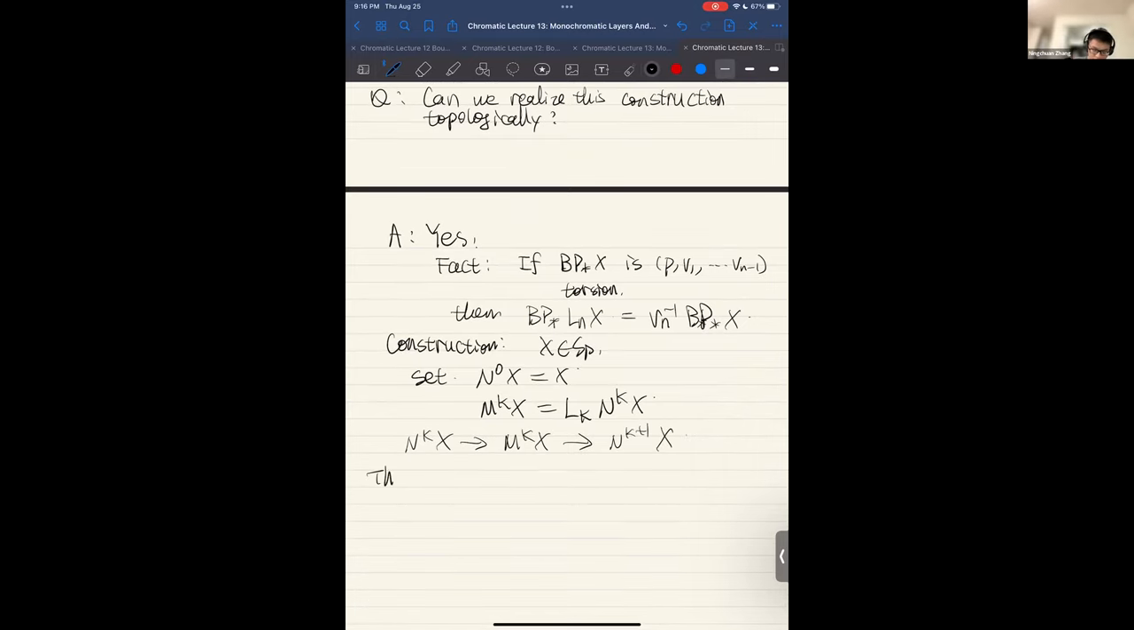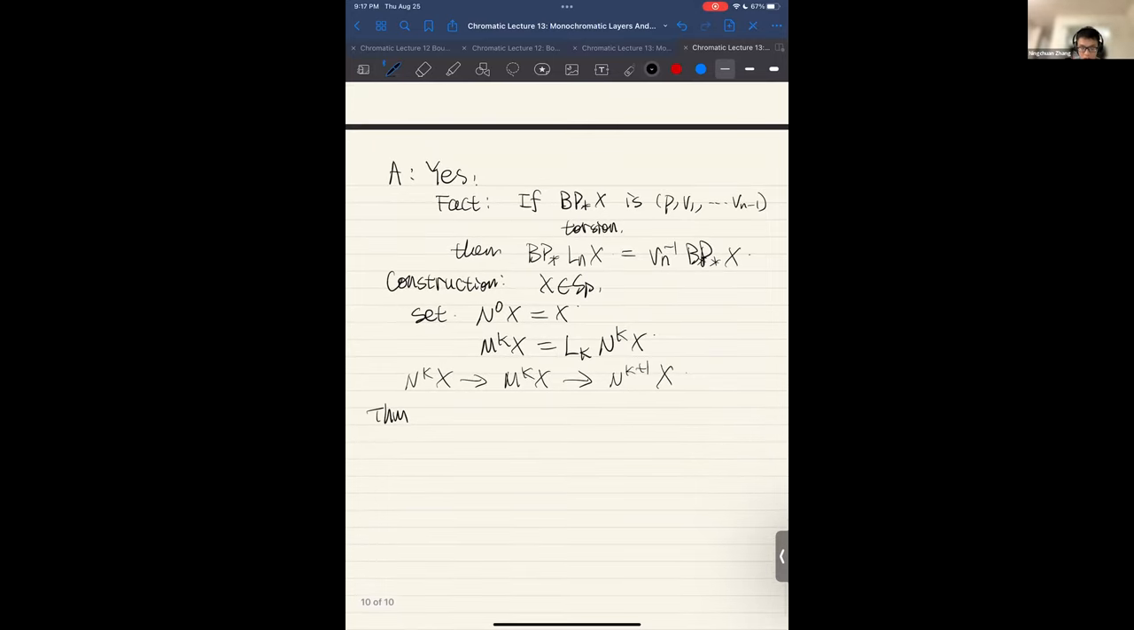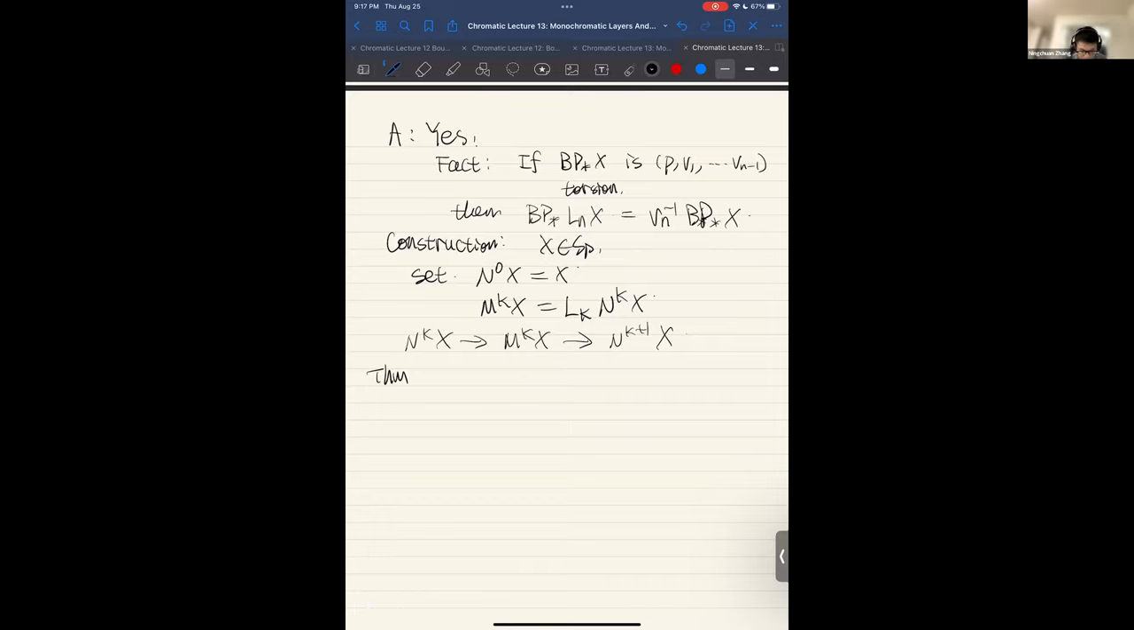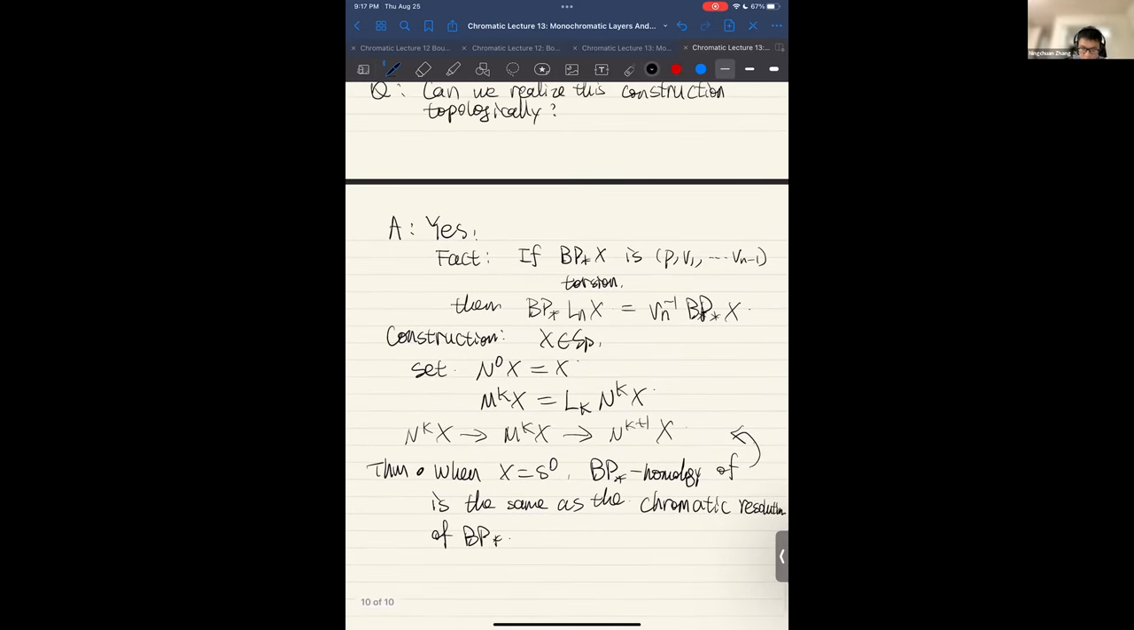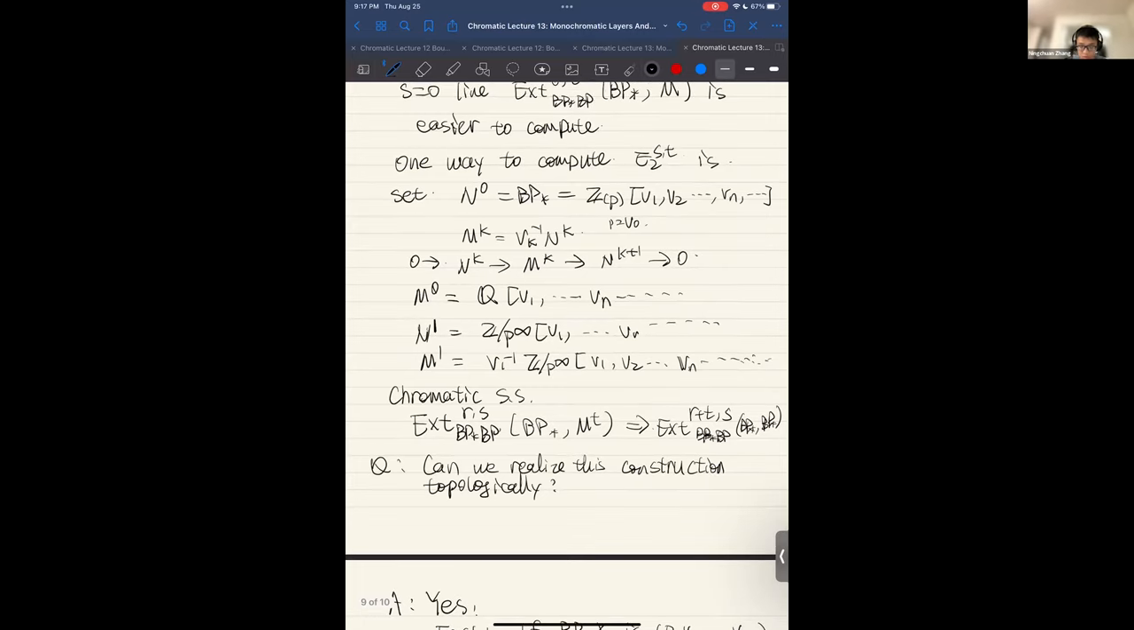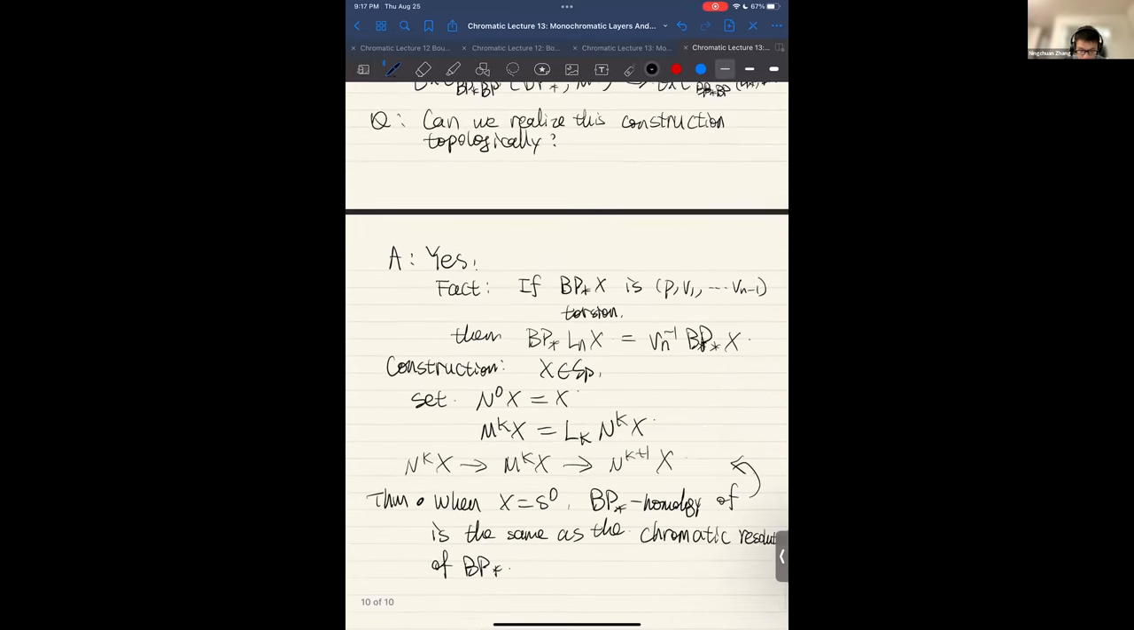And the theorem, called the chromatic localization conjecture in Ravenel's paper and later proved by Devinatz, Hopkins and Smith, is that when X is the sphere spectrum, the BP homology of this sequence is exactly the same as the chromatic resolution of BP star. So basically, if you take X to be the sphere spectrum and you take its BP homology, we'll recover this tower that we use to construct the chromatic spectral sequence.